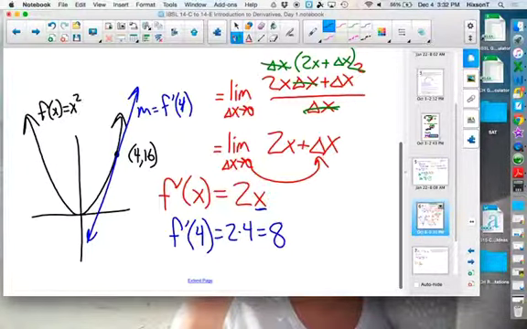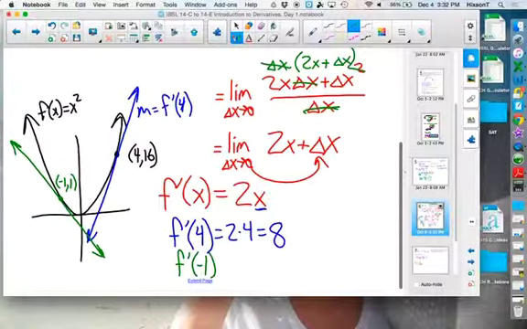We could find the slope of the tangent line at any point. Let's say we wanted it at -1. The point -1, 1. There's a tangent line here. If I wanted the slope of that tangent line, I'm going to take f prime of -1. So, 2 times -1. It's the slope of the tangent line. Yes. So the slope depends on the point.